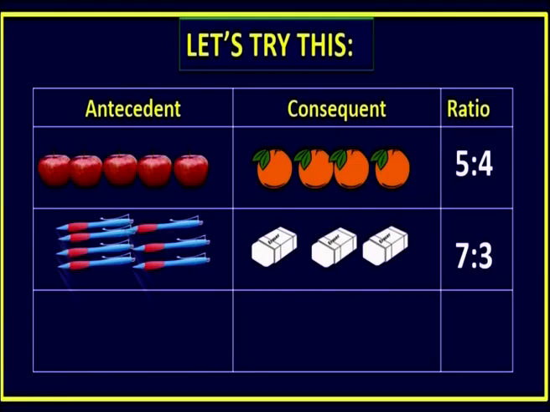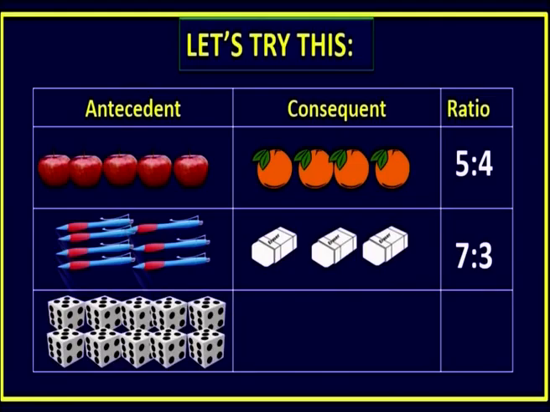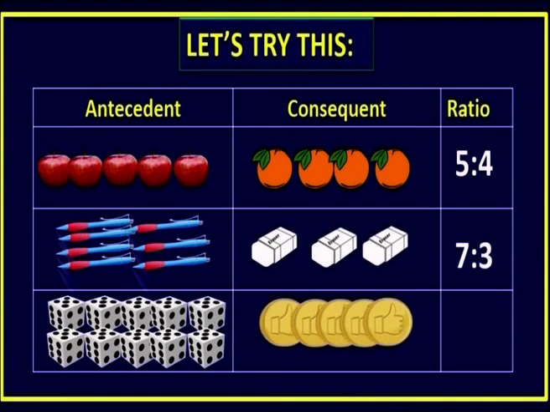Let us move on to our final question children. So, you are given some dice here and also some coins. So, how many dice are there children here? 10. That means antecedent is 10. Now, how many coins are there? 5. Consequent is 5. Now, the ratio will be 10:5. So, children, I hope you understood how to write the ratio.